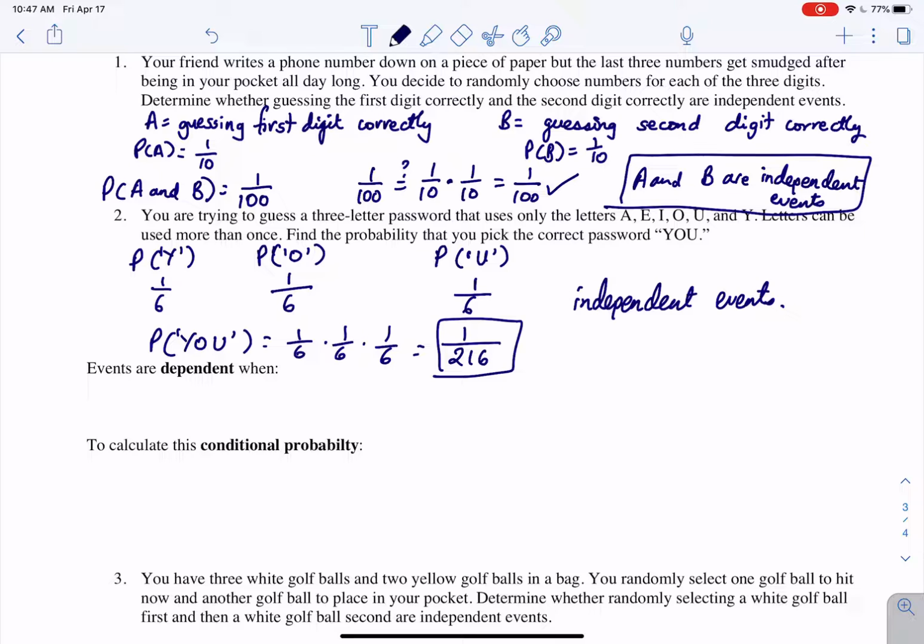The opposite of independent events are dependent events. So dependent events are if the occurrence of one event affects the occurrence of the other event.